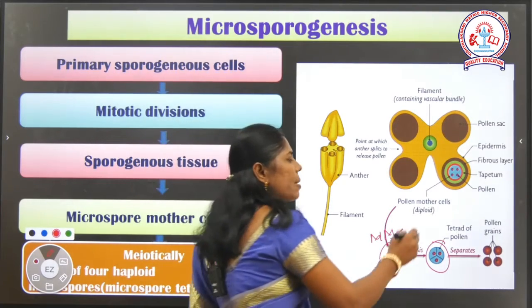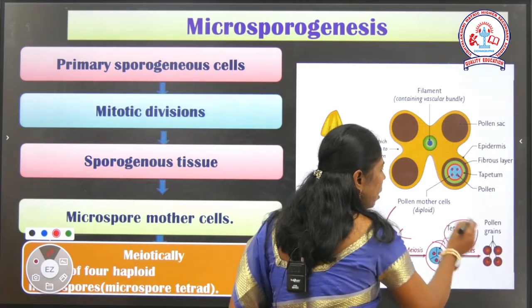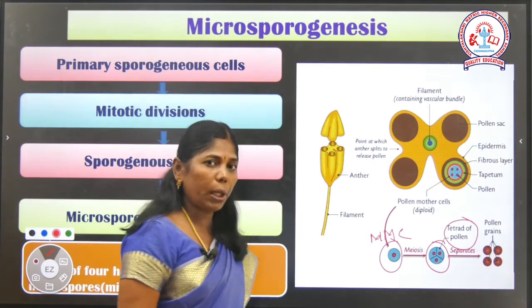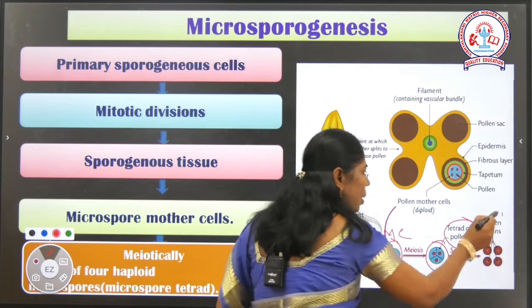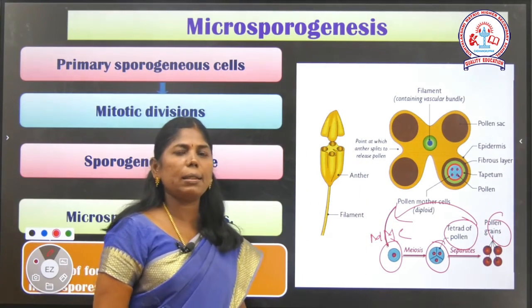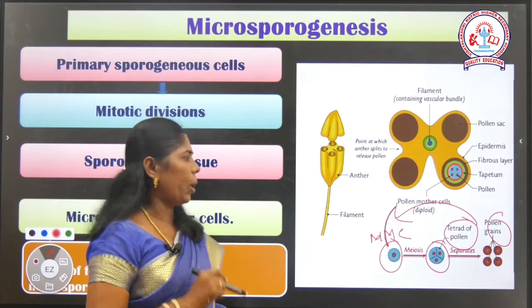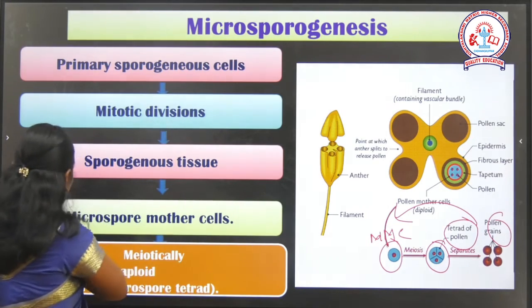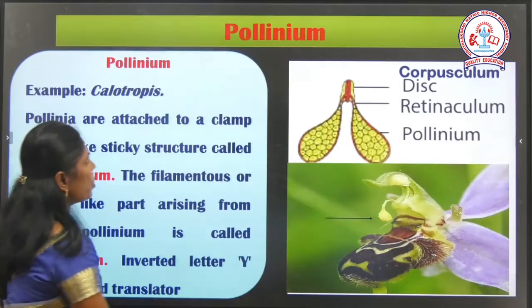So here this is the way the tetrad of the pollens are formed. That is the pollen grains. Pollen grains are formed from the microspore. The microspores are considered the early development of the pollen grains. So we studied that as microsporogenesis.